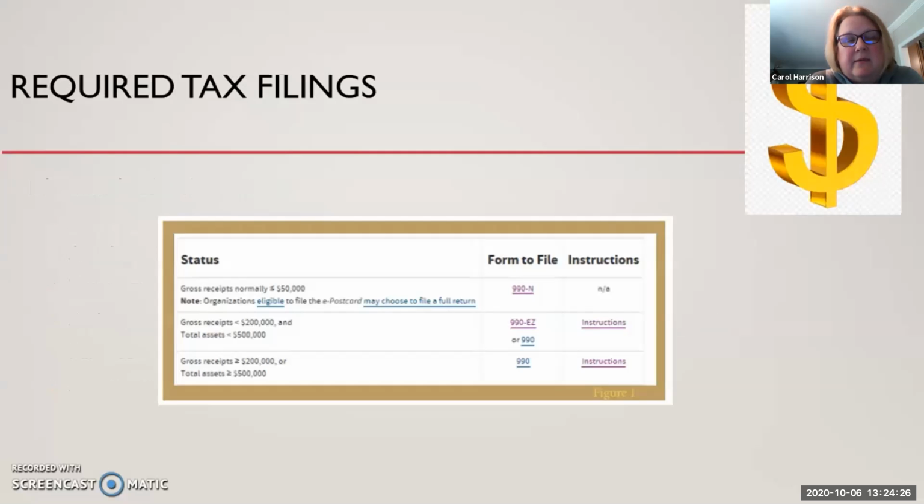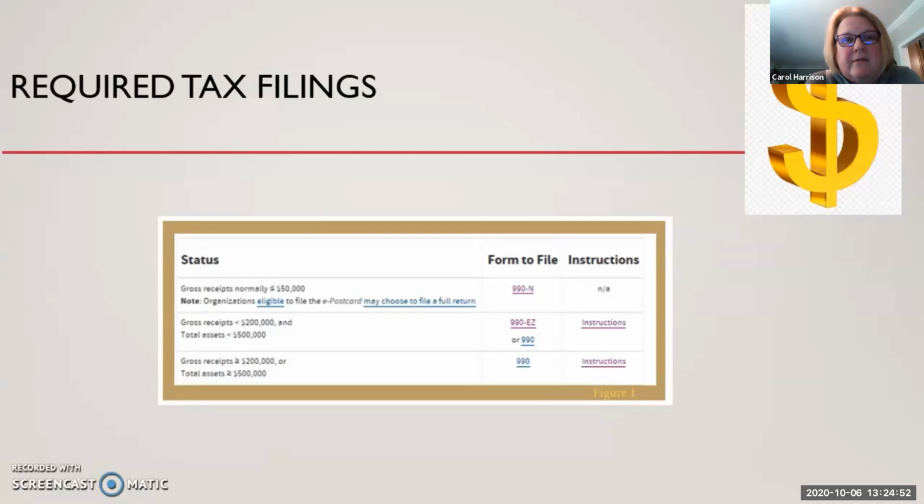So once you have earned that tax-exempt status from the IRS, of course, what's your next step? Required tax filings, and that's the next part of the chapter. It's important that you file your taxes every year. We all know this as an individual. Just like as an individual, if you don't file your tax returns, you will be assessed penalties. So it's definitely something you want to put on your to-do list for your treasurer.